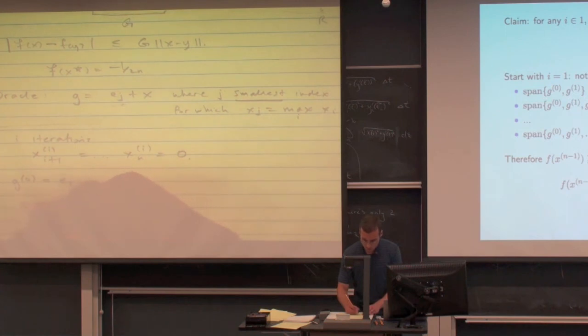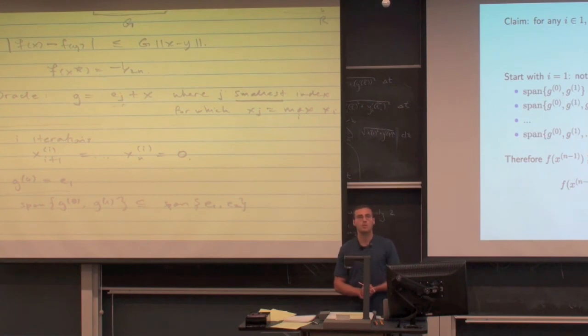Let's look at the next step. I claim that the span now of G0 and G1 is contained in the span of E1 and E2. Okay, why is that true? Well, any non-smooth first-order method can update the point x1 to be in this span, right? Because x0 is 0. So that's all it can do, is choose some point in there, and that's what x1 is going to be.